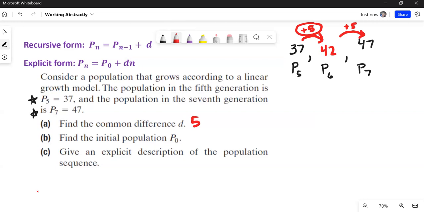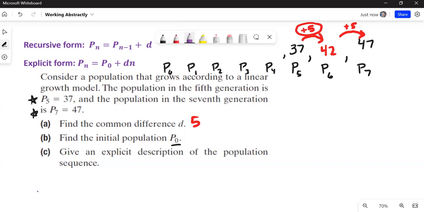Find the initial population. Well, again, if it's relatively small, you can work your way backwards. Like you can figure out what is P sub 4, what is P sub 3, what is P sub 2, what is P sub 1, and what is P naught, which is actually the question here, right? So the idea would be, well, if we're just adding 5 to get to the right, we could subtract 5 to get to the left.